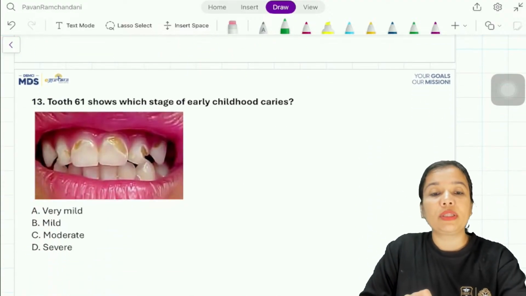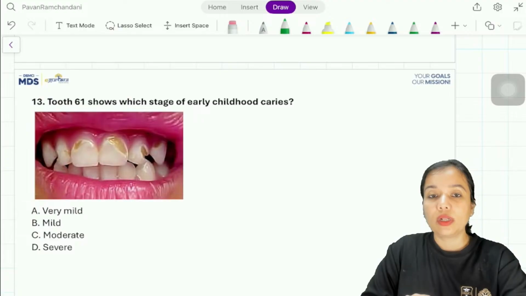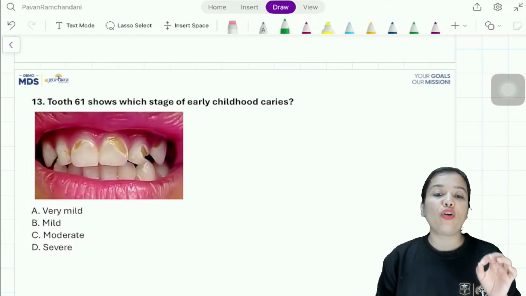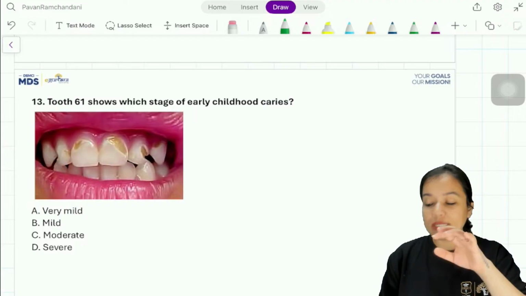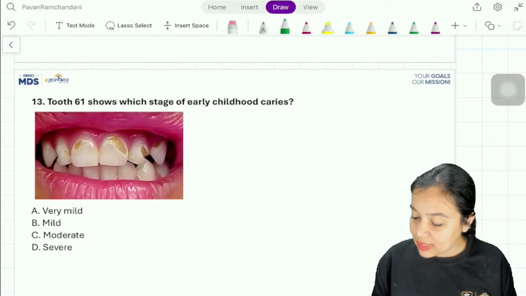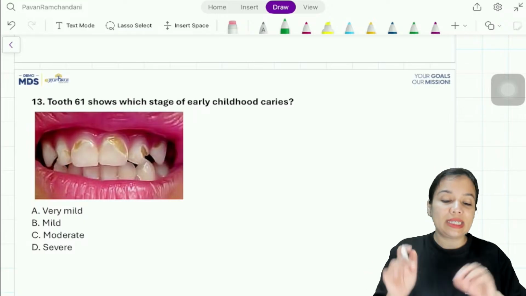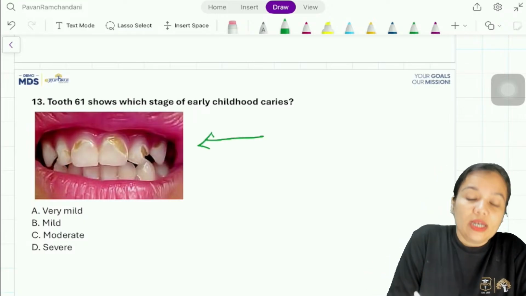Coming to question number 13. Tooth 6-1 shows which stage of ECC? What stage of early childhood caries is seen in this particular picture?